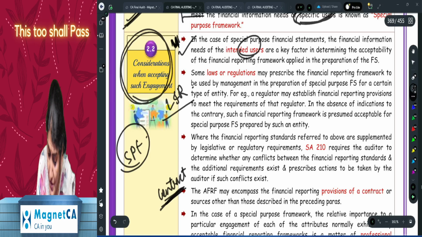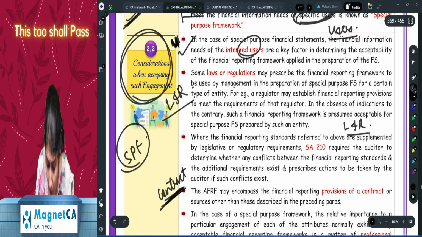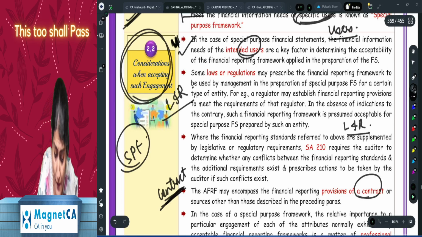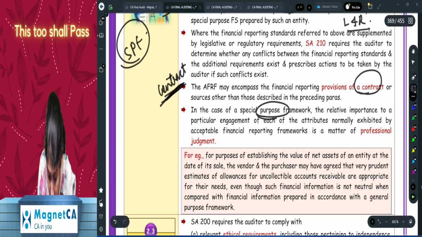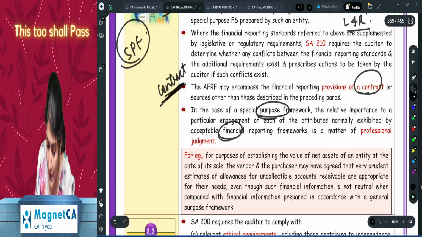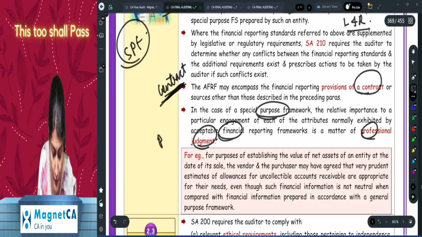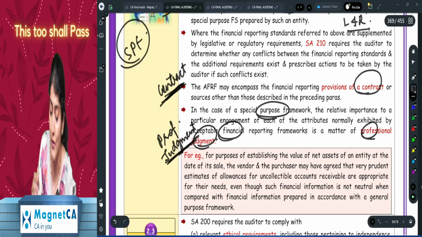Right, so you need to check who the intended users are. Then, is it given by any law or regulation, or is it as per the provisions of any contract? And then, whether the AFRF is acceptable or not, for the auditor to decide that, what does it say? It's a matter of the professional judgment of the auditor.